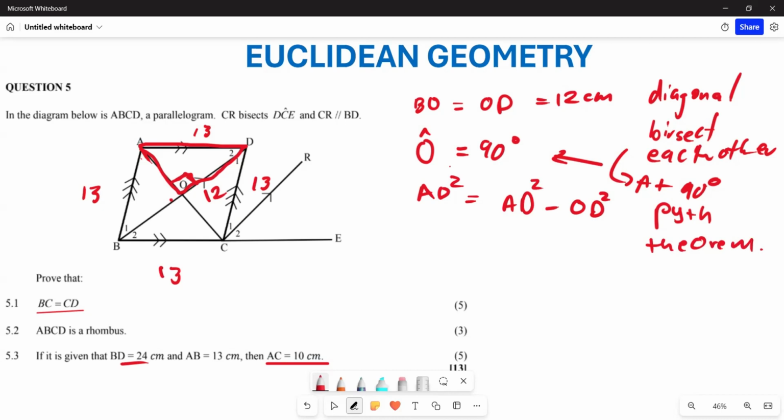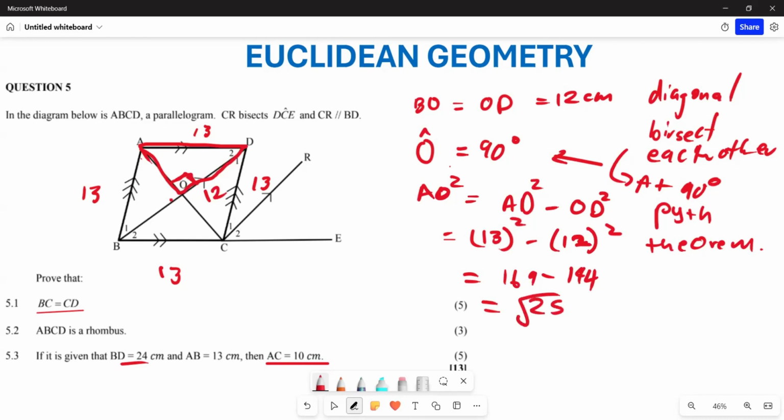Now from here, what is going to be my AO? Remember, this is AO squared. So this is going to be the same as 13 squared subtract 12 squared. Remember, 13 squared is the same as 169. So this is the same as 169 subtract 144, which gives you 25. Then you look for the square root of 25, which means your AO is going to be equal to 5 centimeters.